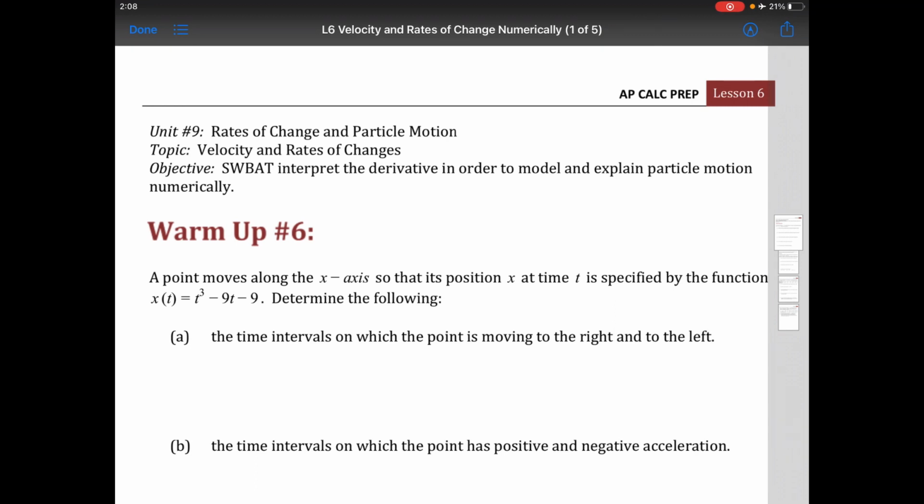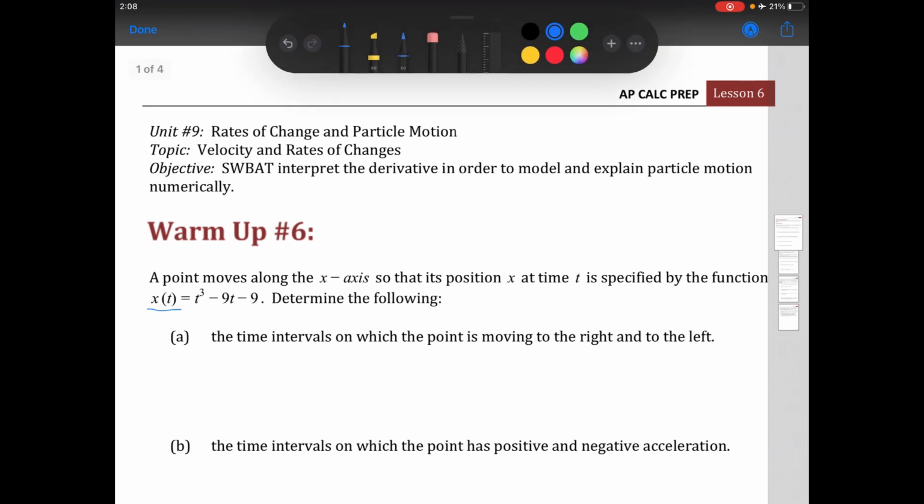to the left. Again, if I look at my equation, I have been given a position equation, and if I'm moving to the right or left, I always talk in terms of velocity. My velocity is greater than 0 and my velocity is less than 0. Since velocity is not given to us, we need an equation for velocity because I've been given an equation for position. So how do I determine my velocity equation?